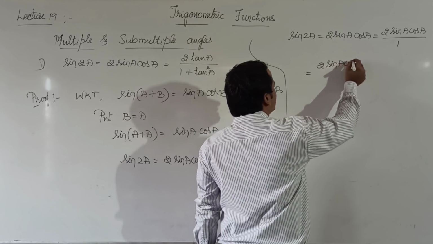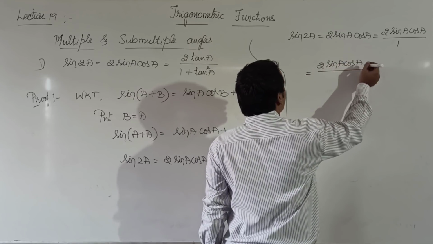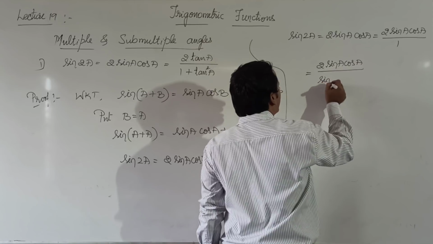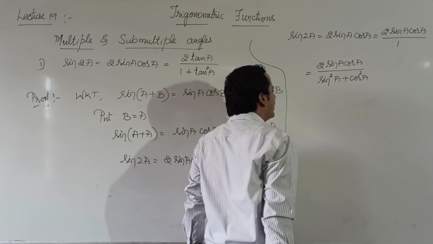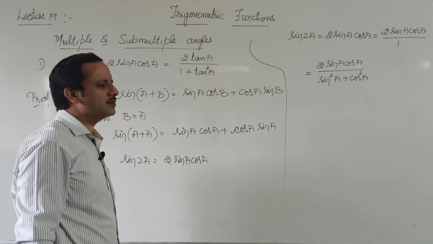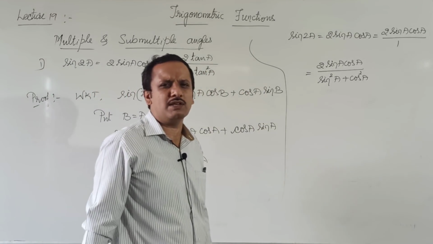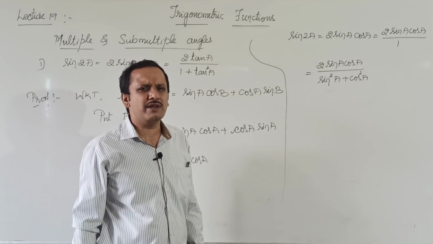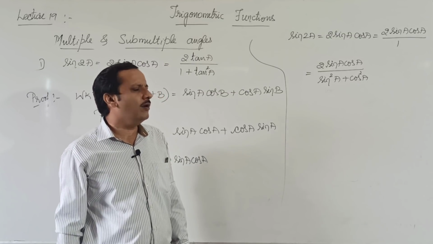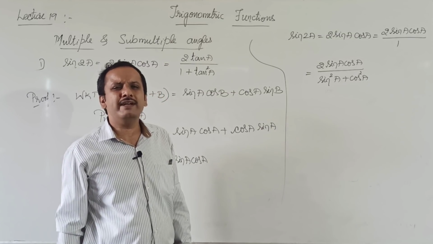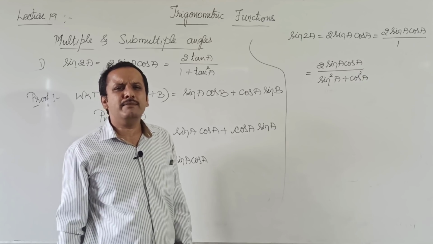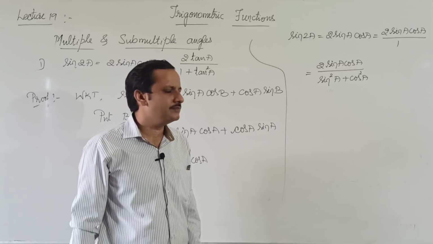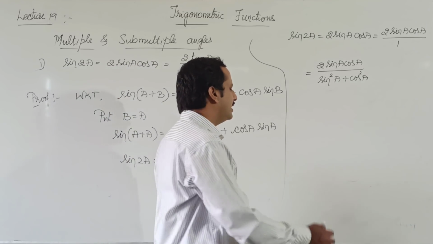Now this is equal to 2 sin A cos A divided by, that 1 is there, now I am writing 1 as sin square A plus cos square A, because you know sin square theta plus cos square theta is equal to 1. So I am writing 1 as sin square A plus cos square A. Now I'll divide both numerator as well as the denominator by cos square A.